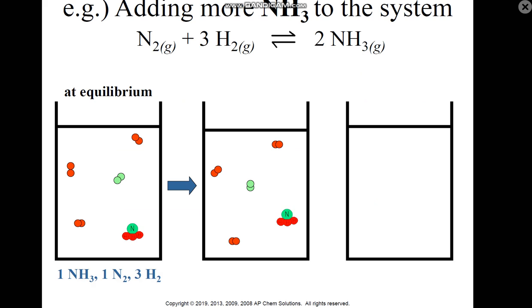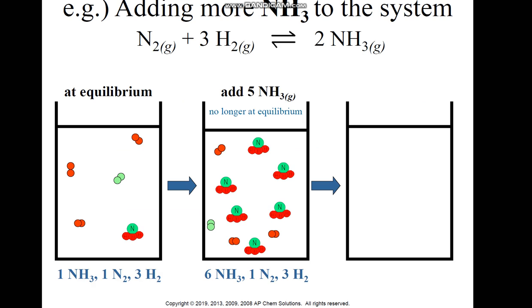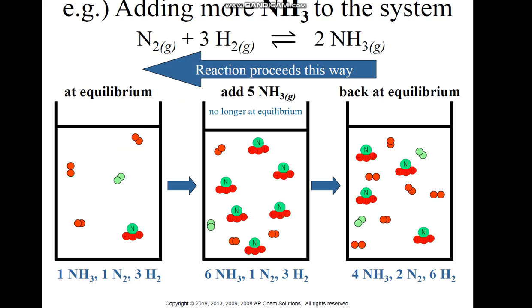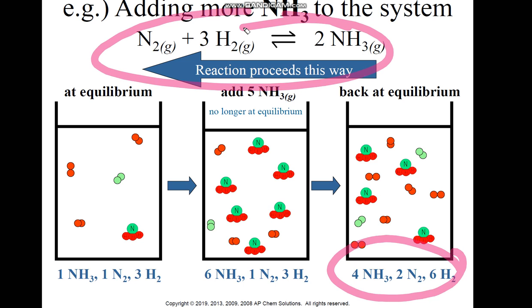All right, so here we have, at equilibrium, this should be a 2, I apologize for that. That should be 2 moles of NH3, 1 of N2, and 3 of H2. That's at equilibrium. If we add a lot of NH3, it's no longer at equilibrium, so it's going to proceed back toward the reactants, because it's going to try to use up that NH3 until it gets back to equilibrium. And equilibrium is where it has a balance of the moles of that balanced chemical equation.